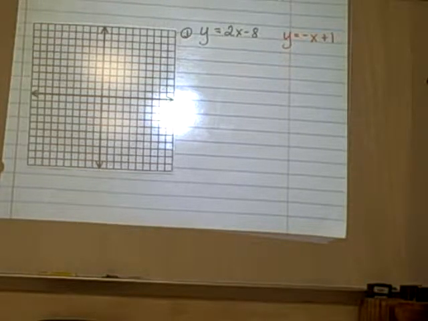This first one is super easy because they were super nice to us and went ahead and put them in y equals form for us. Because that's the type of equation that's the easiest to graph from. Why? The y-intercept? Yes. And the slope. Because you already have the y-intercept, so you know where it crosses the y, that's a point. And you have the slope, so you know how to count from there. So this is one of the easiest ones to graph from.